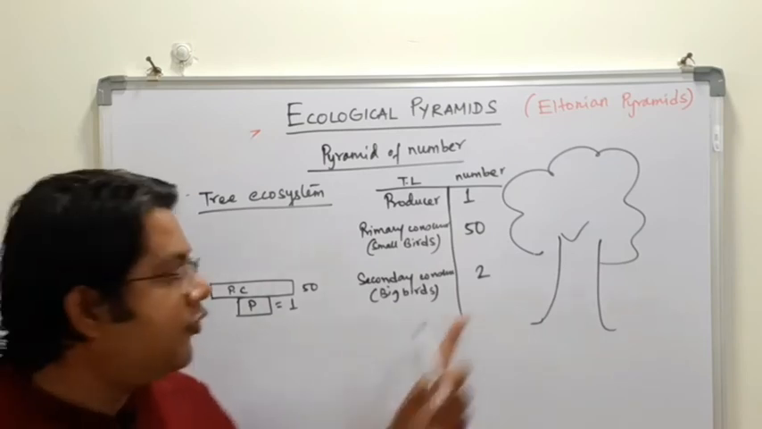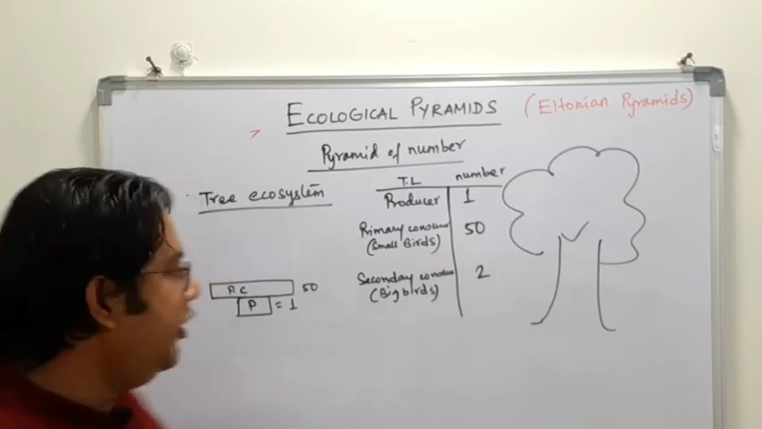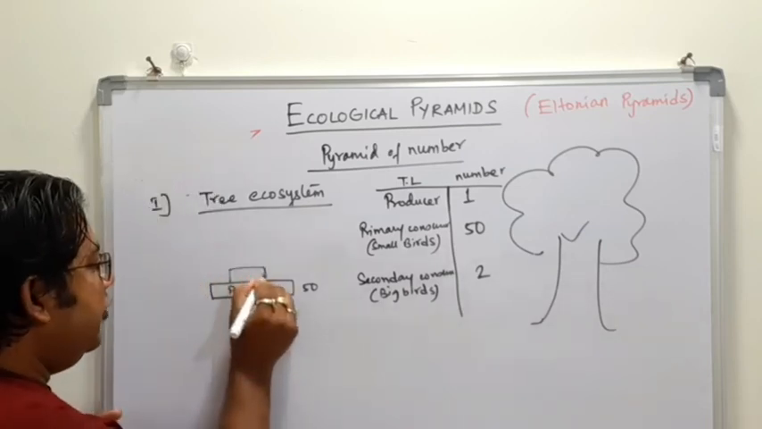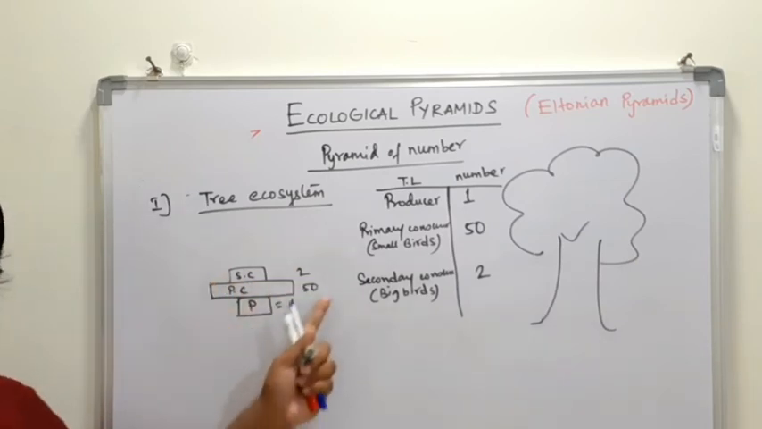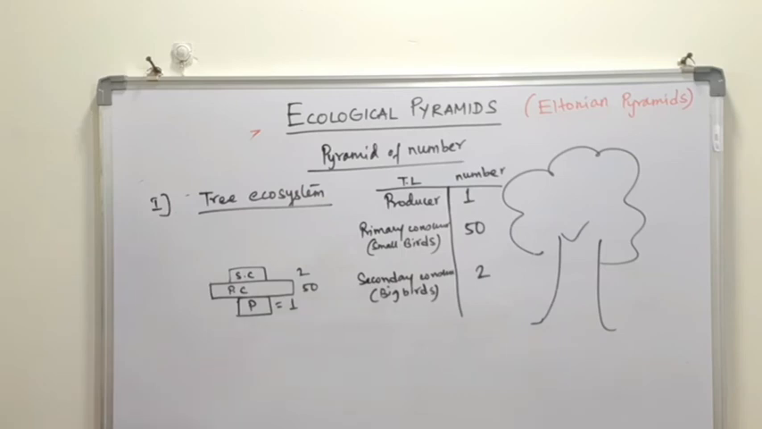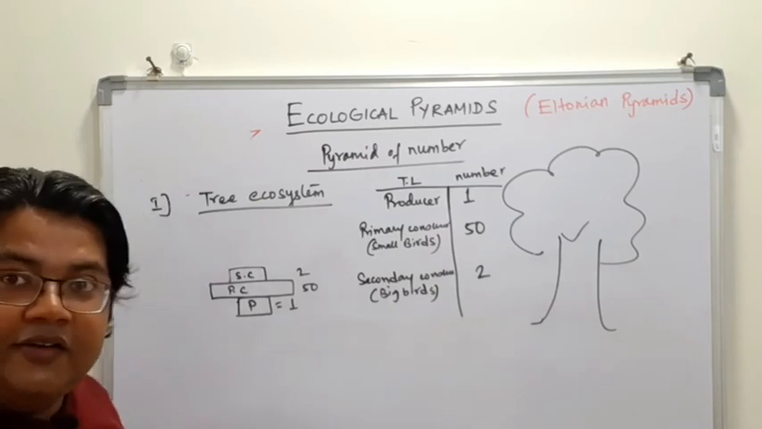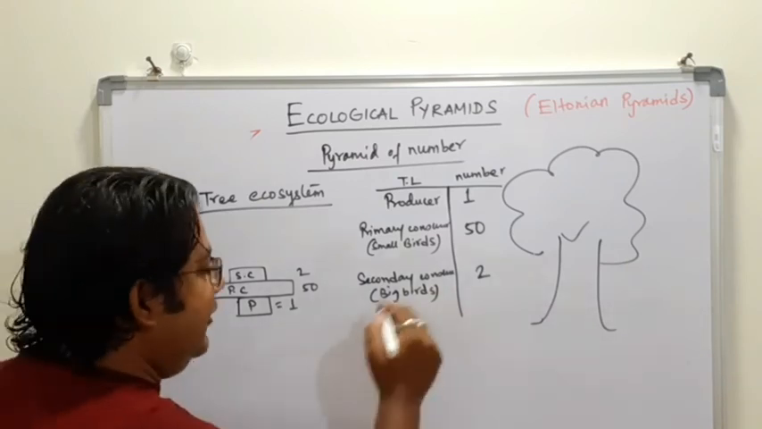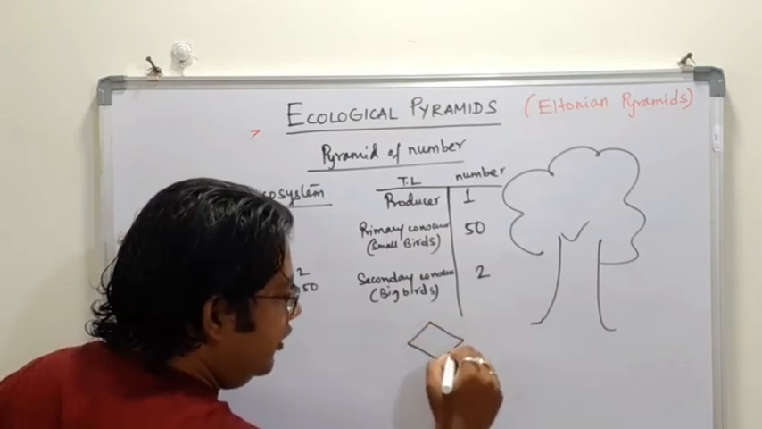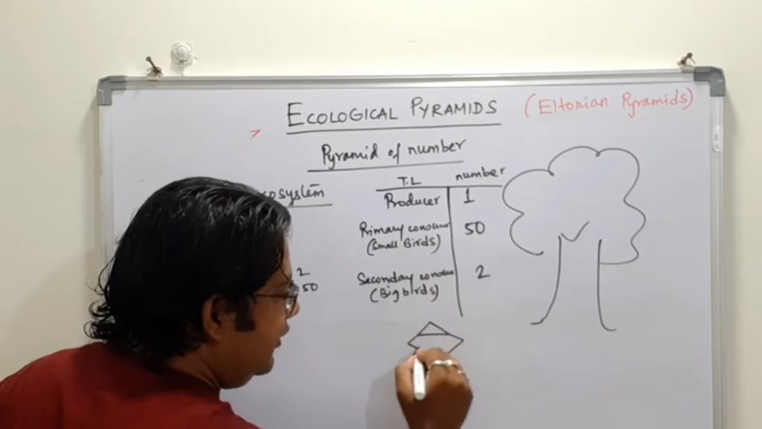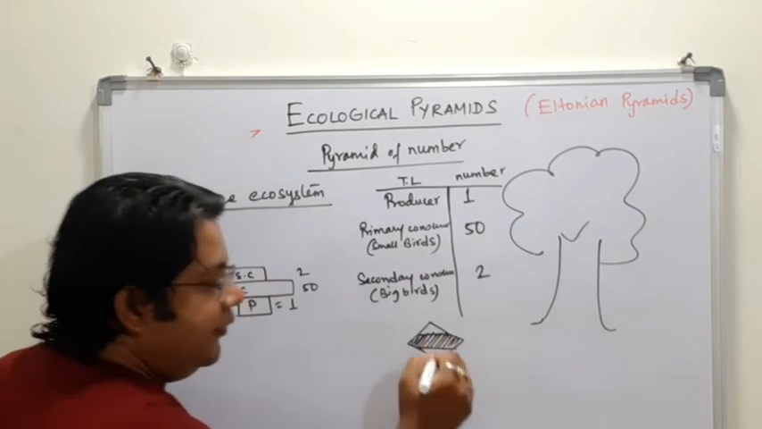What is the number of the secondary consumer, the big birds in this tree ecosystem? Only 2. Again, the number is smaller, it goes on smaller. So, for the secondary consumer, it is 2. Now, look at the shape of this graphical representation over here. It is not like an upright pyramid, it is not like an inverted pyramid. So it is something where the center part is much larger as compared to the other parts.